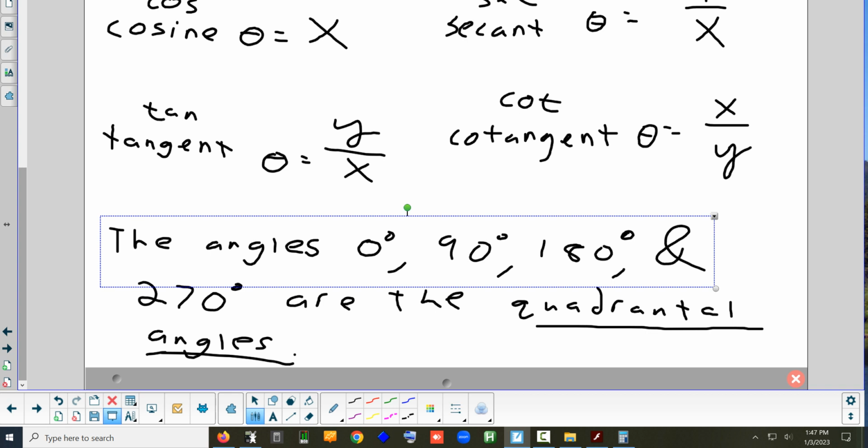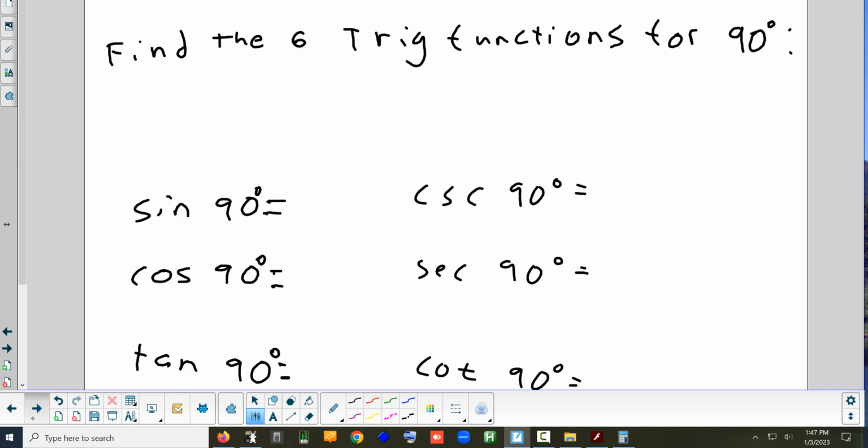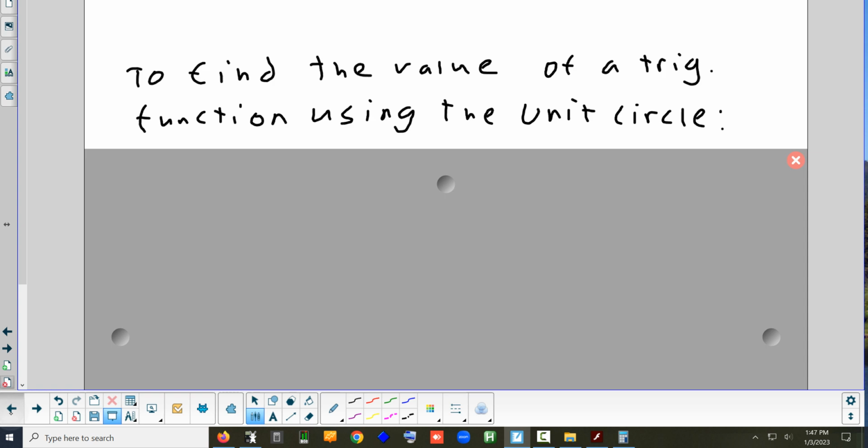But for today, when we get to it eventually, you're going to have a problem like this. We basically already did it. But find the sine of 90. Find the cosine of 90. So we'll work our way through that.